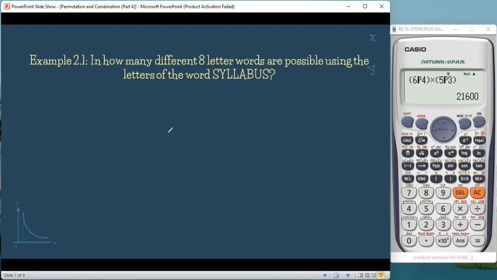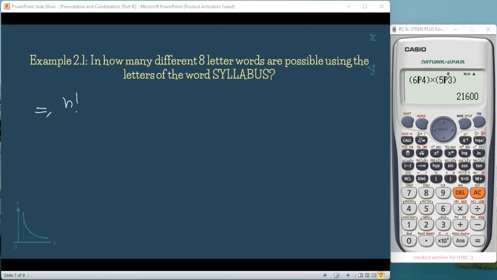So example 2.1 po tayo. In how many different 8-letter words are possible using the letters of the word syllabus? So review po tayo. So ano po, my dear students, na gagamitin natin? So actually, ito po ay nasa video number 2 natin. And this is permutation with repetition. At ano nga po, my dear students, ang ginagamit nating formula?